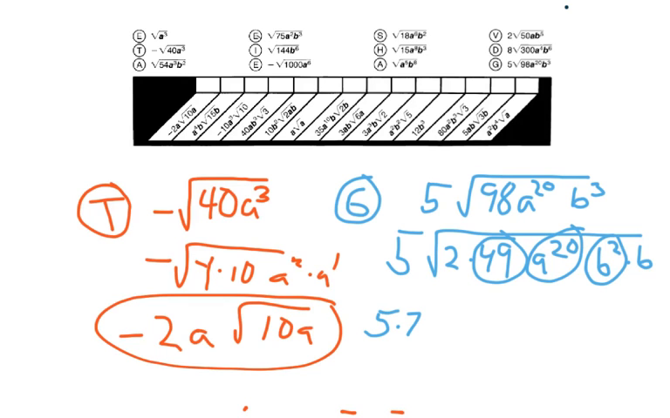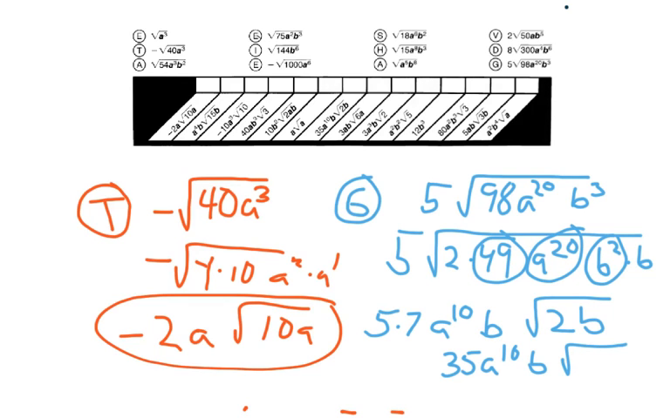A to the 20th gets to escape because it's even. Divide that by 2, that becomes A to the 10th. B to the second gets to escape because it's even. Divide that by 2. That just becomes B to the first. The only thing left inside is 2B. And then simplify what we got out front. That's 35 A to the 10th B. What's left on the inside is 2B. Let's see if anything resembles that in my answers. And in fact, right here, I have a match.